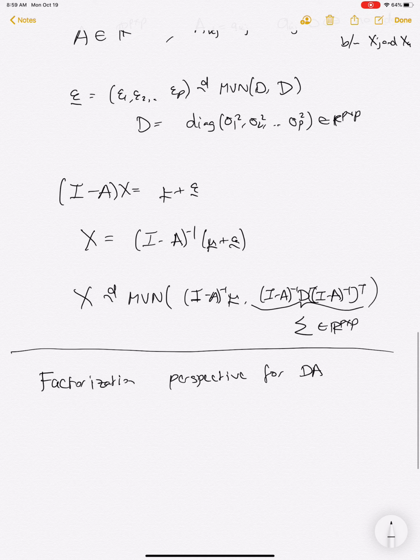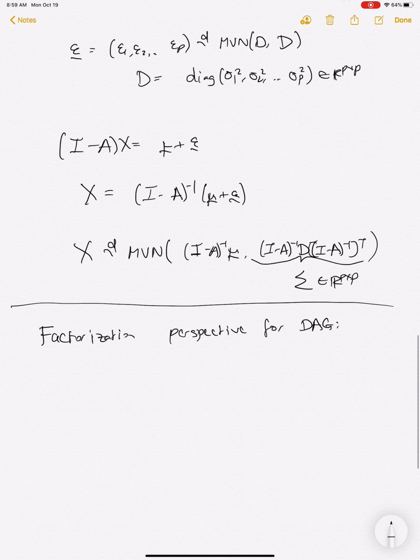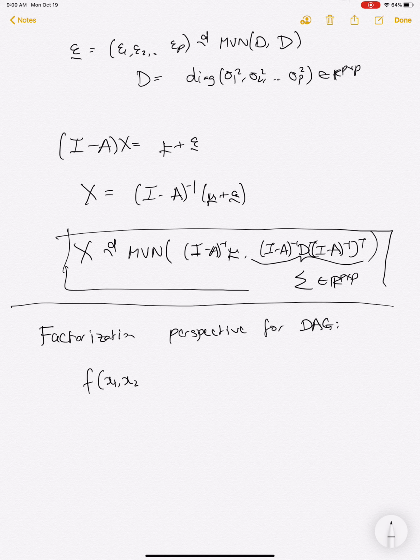now we're going to look at the factorization perspective for DAGs. So we know that from a factorization point of view, what I'm actually going to do here is arrive at essentially the same conclusion that we have here. So we have that this is the multivariate normal distribution, where the matrix A encodes the parameters of the graph. And so we're going to arrive at essentially the same conclusion, but coming at it from the perspective of the factorization, which is another way to characterize the DAG.